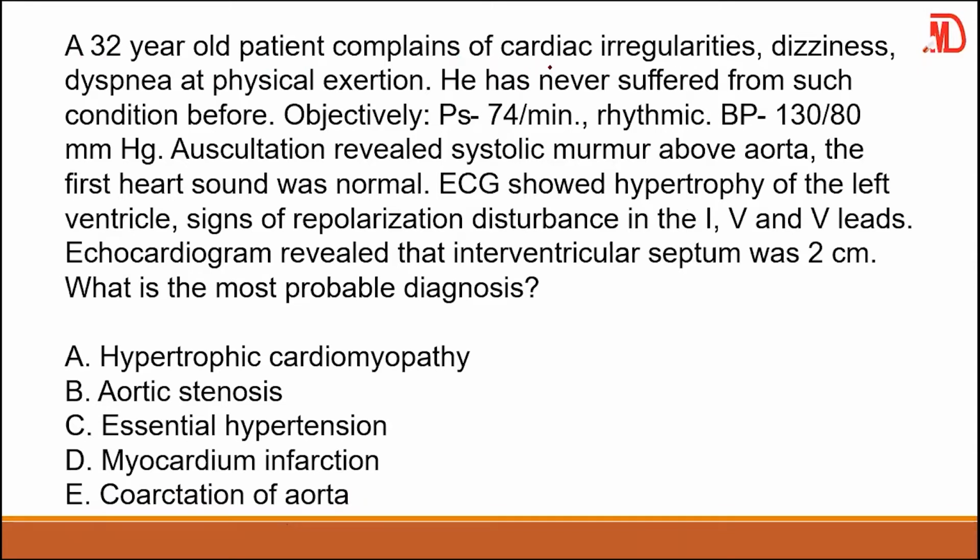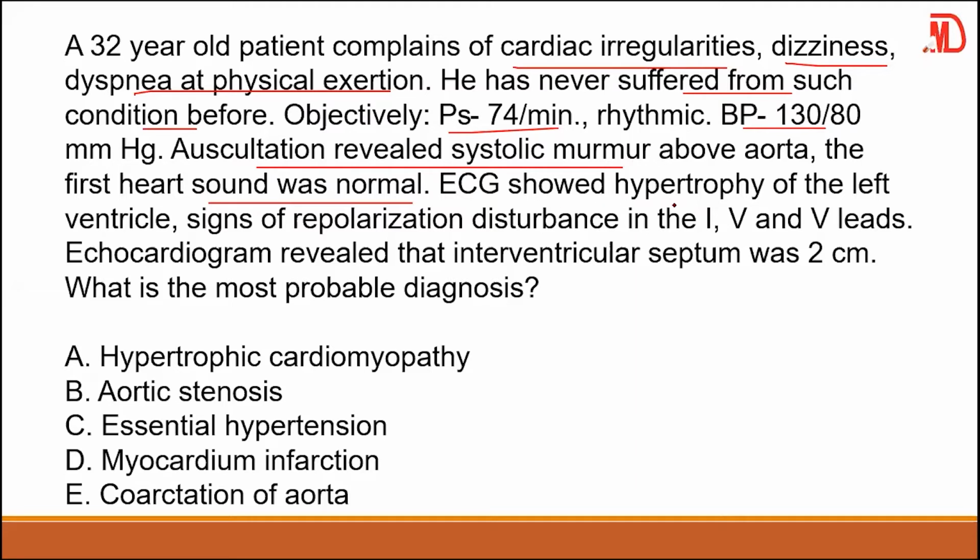A 32-year-old patient, welcome. A 32-year-old patient complains of cardiac irregularities, dizziness, dyspnea at physical exertion. He has never suffered from such a condition before, so it has never happened before. Objectively, pulse is 74, BP 130, auscultation revealed a systolic murmur above the aorta. The first heart sound was normal.